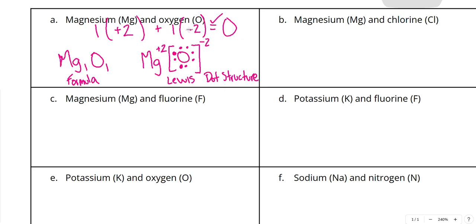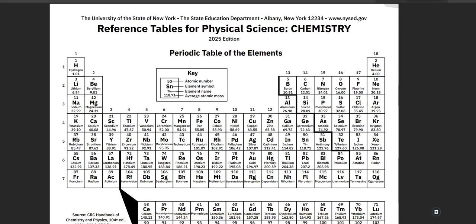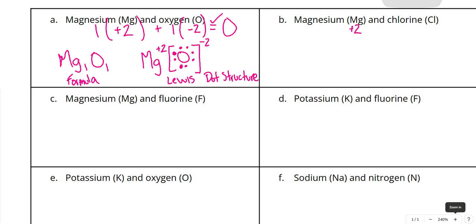All right. So I'm going to do a couple of these helping you see what the charges would be. Magnesium, again, we know is going to be a +2. Chlorine's found right here. How many valence electrons is chlorine going to have? Try and answer this. It's going to have 7 because it's in group 17. It's easiest for chlorine to gain 1 electron, so it's going to become -1. Chlorine has a -1 charge.